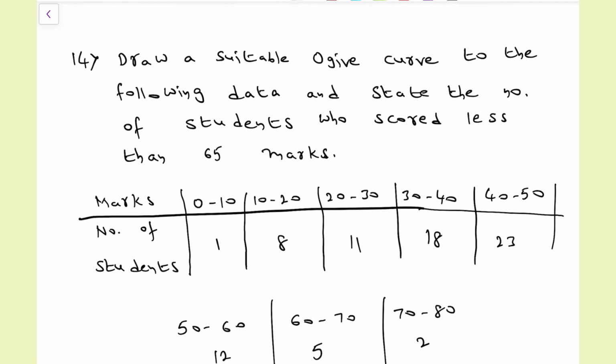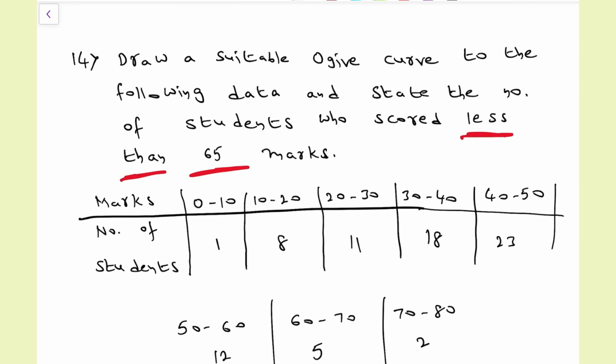Draw a suitable ogive curve to the following data and state the number of students who scored less than 65 marks. So here graph paper is not available with me right now, so I am not going to draw the graph. I will just explain how to draw or how to take the points to draw the graph. Who scored less than 65 marks?